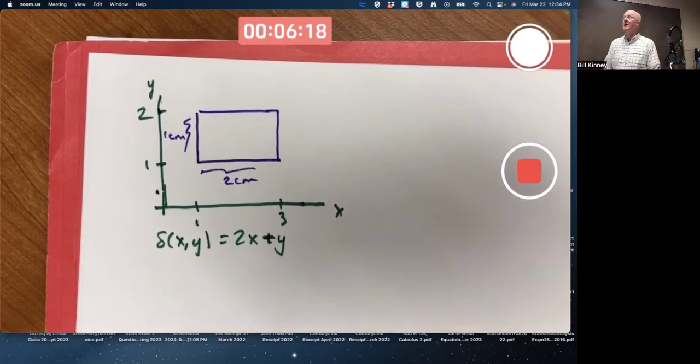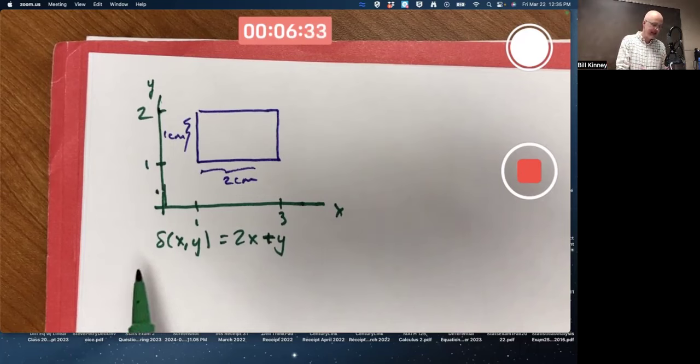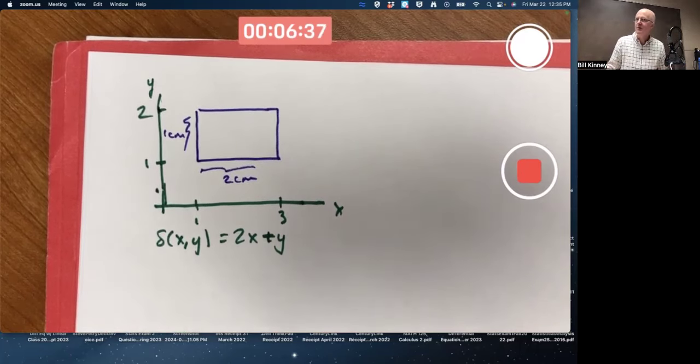This is a function of two independent variables. Both x and y are independent variables. What's the dependent variable? I haven't given it a name. The most common thing to do is to call it z. Z equals delta of xy, but I think I won't bother. We'll just use function notation like this, where delta is the name of the function.